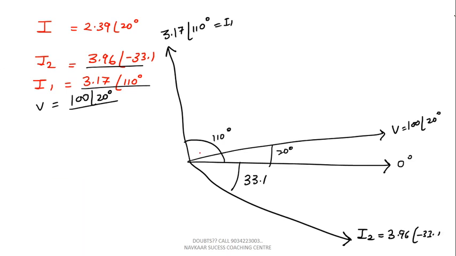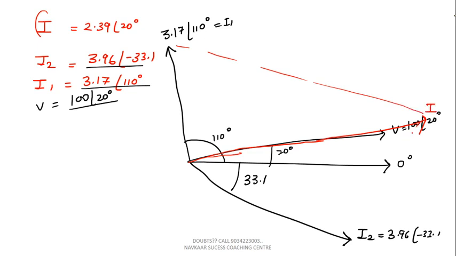Now finally, last, we need to draw the current value, that is again 2.39 angle 20 degree. So angle 20 degree, it is on the same phase like this. Just extend this. Okay, we need to draw it. So this is the current I.